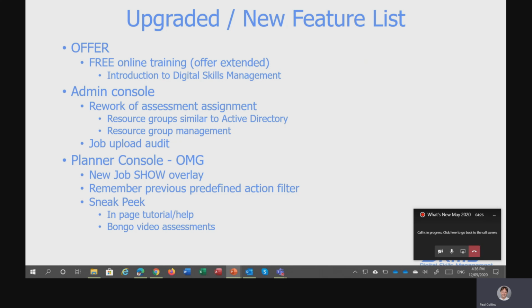If we look at the admin console, we're gearing up for larger enterprises with many thousands of users. So we've done some rework around the assignment of individuals for self-assessment, and we're using a concept similar to Active Directory with resource groups and the management of those. And we've also improved the feedback you get from the job upload with an audit trail now on the job management page. And we've really been putting some time into the planner console.